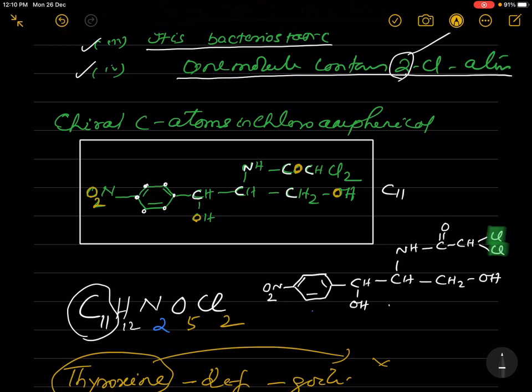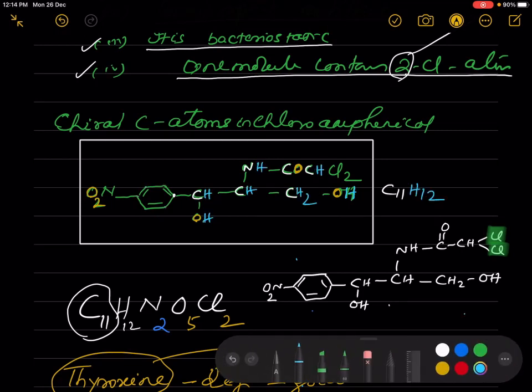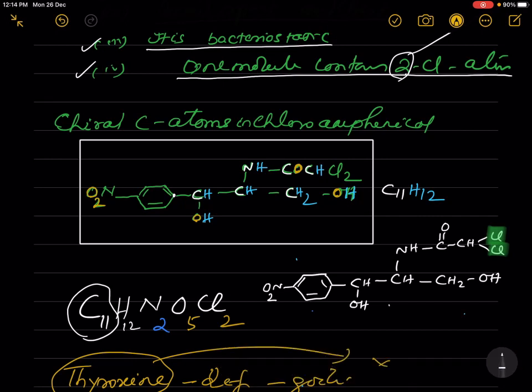Next, number of hydrogen atoms. H: 1, 2, 3, 4, 5, 6, 7, 8, 9, 10, 11, 12. Let me calculate the number of hydrogen atoms in the compound. You see, 1, 2, 3, 4, 5, 6, 7, 8, 9, 10, 11, 12. So there are 12 hydrogen atoms.